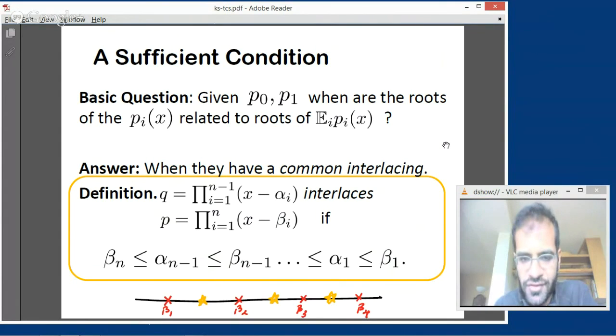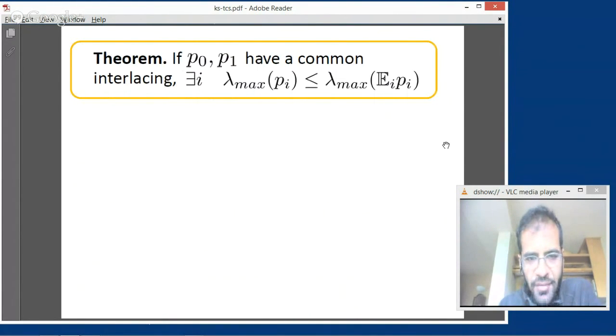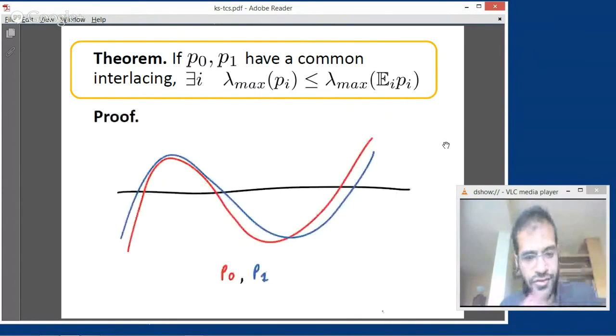Okay, so this is a very central concept, and it turns out to be a sufficient condition for relating the roots of individual polynomials to the roots of the average polynomial. So the main theorem about common interlacing is this: if P0 and P1 have a common interlacing, then the largest root of one of them is at most the largest root of the expectation. I'm assuming P0 and P1 are of the same degree and they're monic, so the leading coefficient is 1. So if they have a common interlacing, then one of them does as well as the expectation. This has a very simple proof, which I'll show you on this slide.